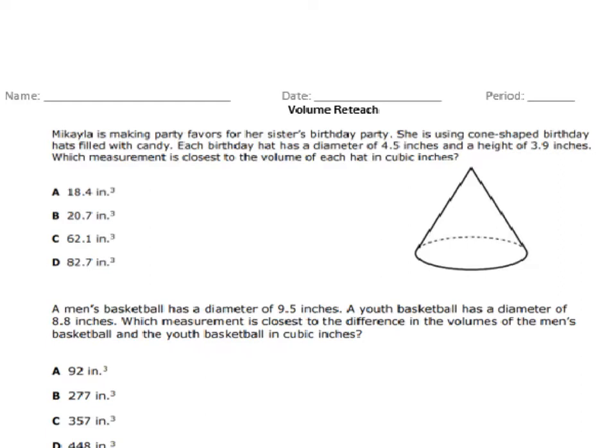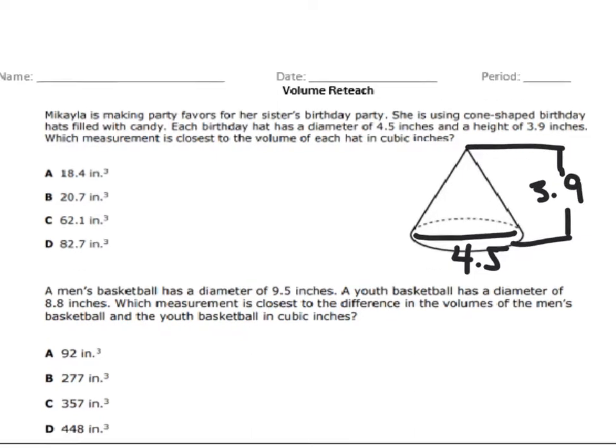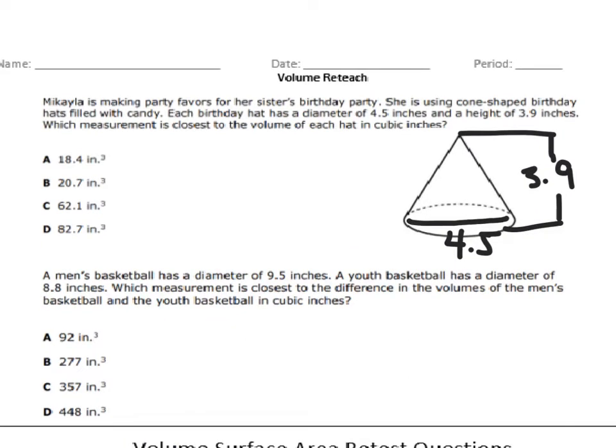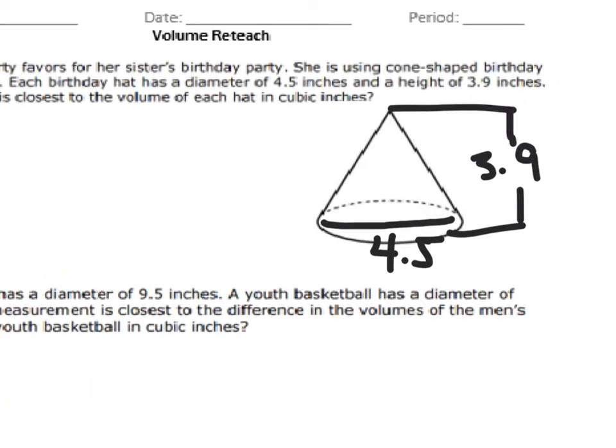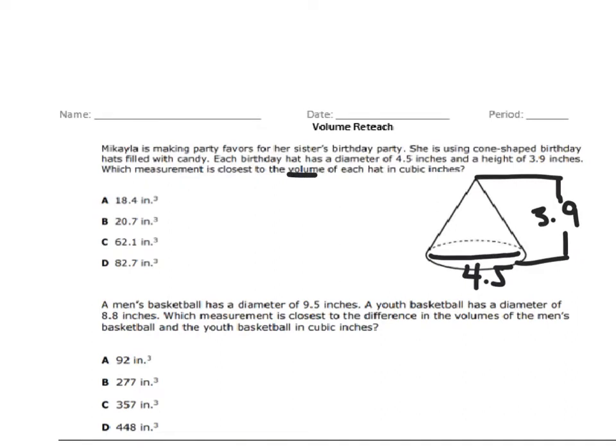So we have a cone right here, and we're going to go ahead and label it with the information we were given ourselves. It has a diameter of 4.5. Diameter goes all the way across, is 4.5, and a height of 3.9. So from the base right here to that vertex is going to be 3.9. Okay, so I have those measurements that were in my problem written down on my figure.